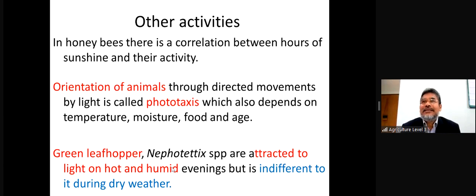If you set a light or lamp or a bulb in the field, many of the leaf hoppers will come to the light. Set a bucket of water underneath the lights, the leaf hoppers will drop into the water and they will be killed.